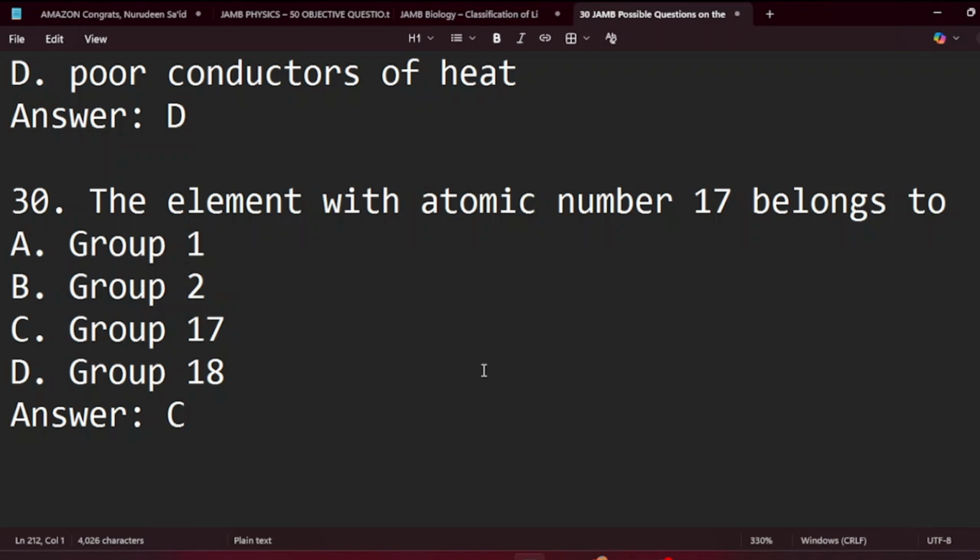I know most of you will have questions to ask me about this group 17 and group 18, but you need to research more to know about this. And we have videos that will break this down.